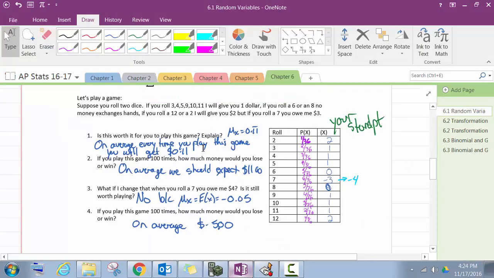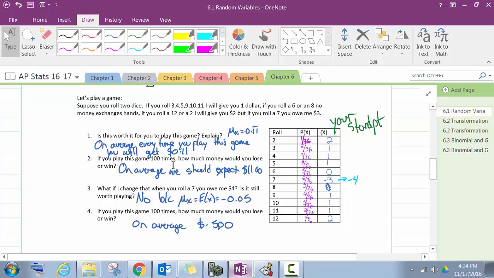So, on average, every time you play this game, you will get 11 cents. And this is from your standpoint. So I lose money, so this kind of sucks. So is it worth it for you to play the game? Yeah, because you earn 11 cents on average. Can you get 11 cents? Of course not. It's all done in $1, $2, whatever. But over time, you get 11 cents per game.